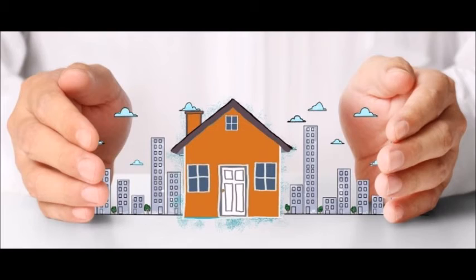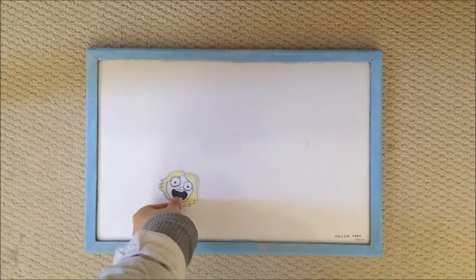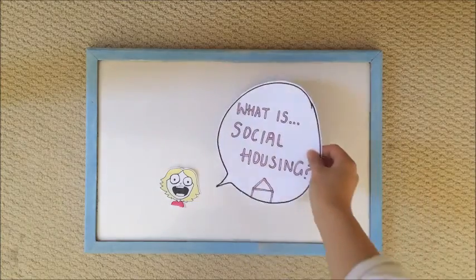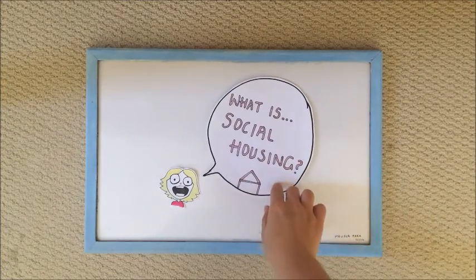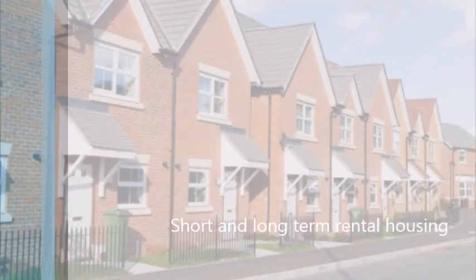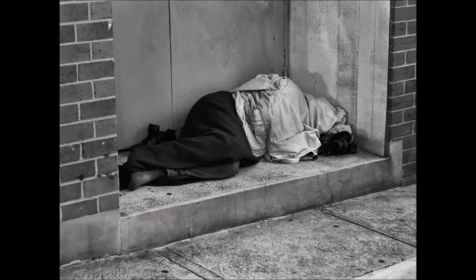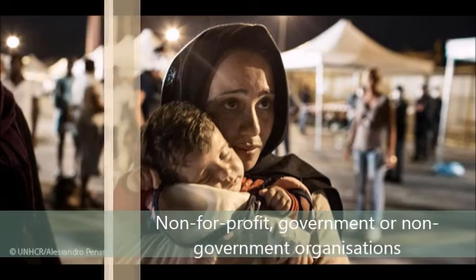It seems like something unrelated to health, but hear me out. So, what is social or public housing? Social housing is short and long-term rental housing that is provided to the most vulnerable people by not-for-profit government or non-government organizations on the basis of need.